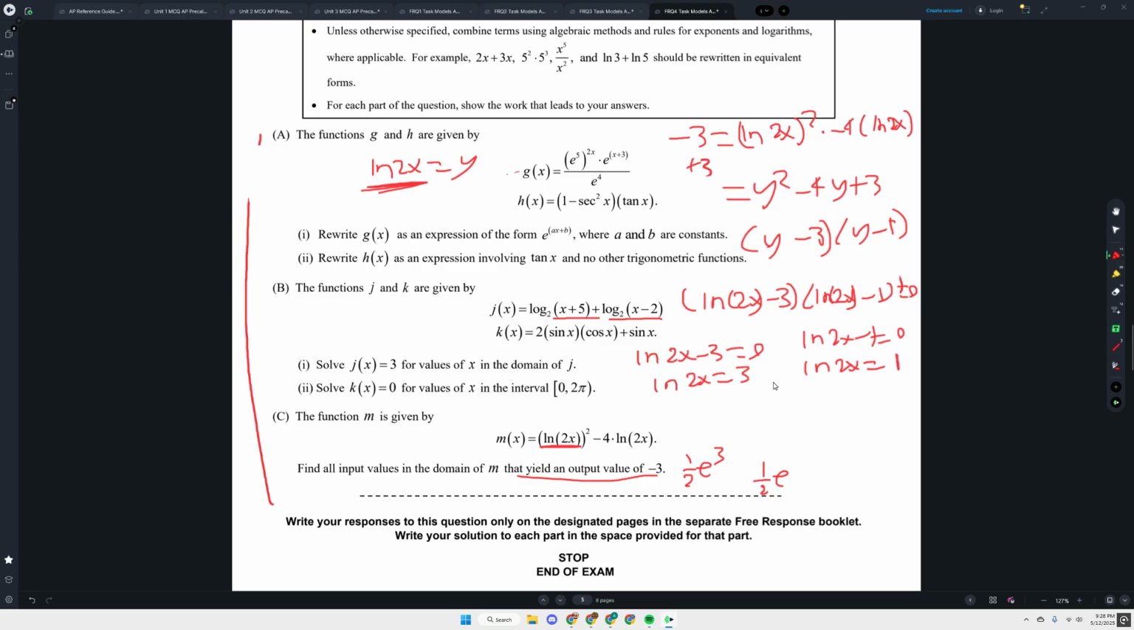Now we can raise it to powers. We're going to do the exponential to log conversion, so we raise both sides to the power of e, which cancels out the e and the ln. So 2x is going to be equal to e to the third. Same thing here, 2x is going to be equal to e to the 1. Divide by 2 on both sides. x is equal to 1/2 e to the third, and x is equal to 1/2 e. And that is it.